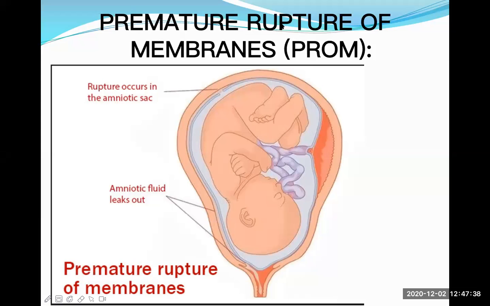Now the name itself suggests it. What do you mean by premature rupture of membrane? That means the rupture of the amniotic sac, a rupture of the amniotic membrane before the normal time. For example, the labor pain has not yet started, but there is leakage of amniotic fluid. This is known as premature rupture of membrane.